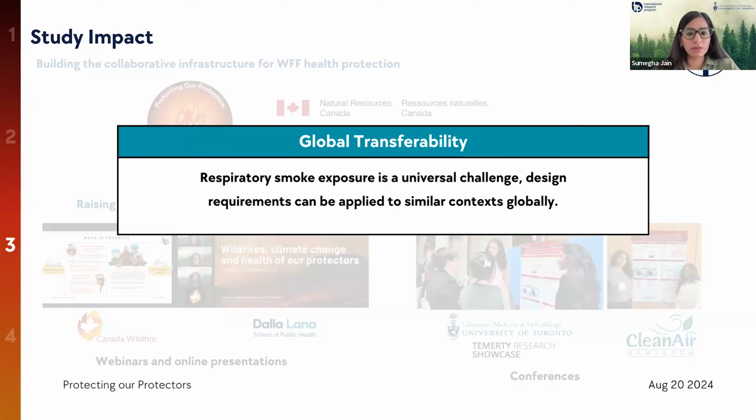Our research on respiratory smoke exposure recognizes a very universal challenge faced by wildland firefighters worldwide. The design requirements can be adapted to similar contexts globally. These insights offer valuable guidance for engineers, occupational health experts, and other stakeholders as well to enhance the health and well-being of wildland firefighters during their occupation. By sharing our collaborative model, we aim to inspire further de-siloed work that integrates wildland firefighters in the research process.